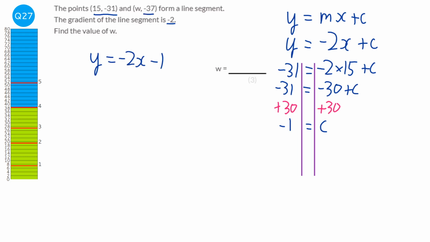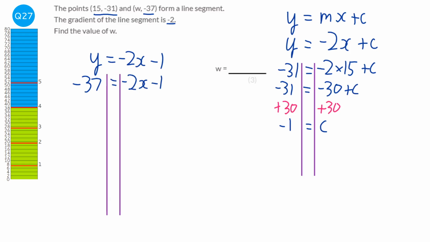And we're told that the y is -37. And we're looking for the x value, which they've called w. So let's get our solving lines in. Okay, so the first thing I'm going to do is add 1 to both sides. And so it would be -36 equals -2x.